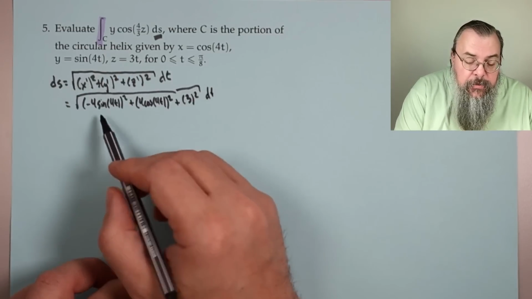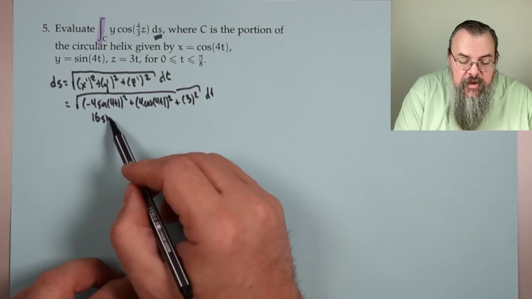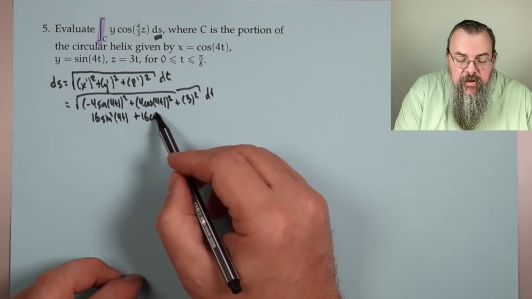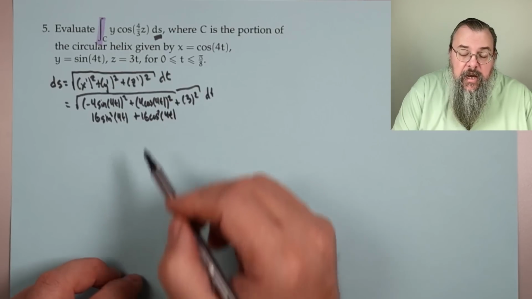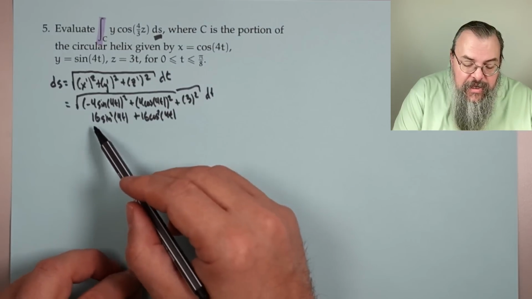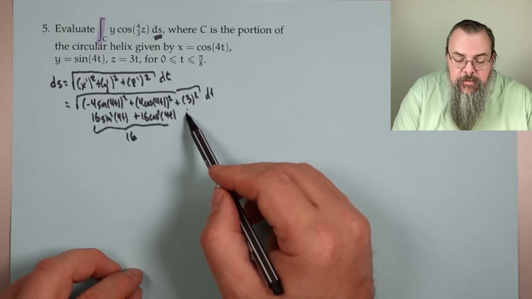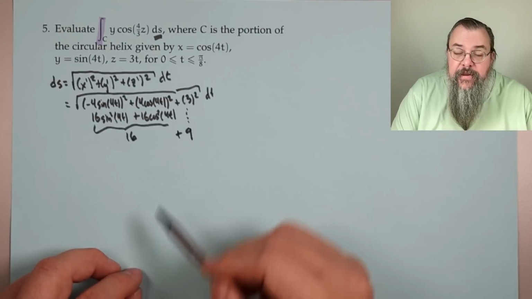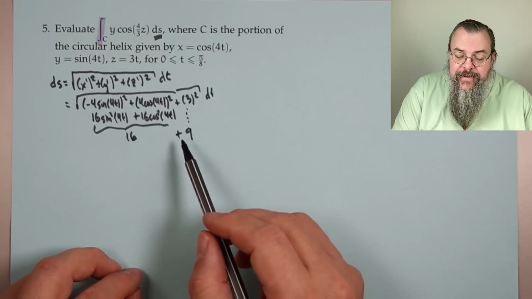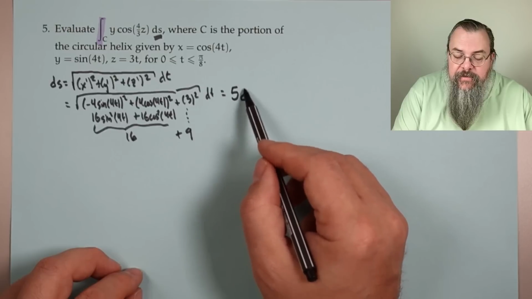All right, well, if we work on the inside a little bit, that's 16 sine squared of 4t plus 16 cosine squared of 4t, and then we're like 16 sine squared plus 16 cosine squared, they'll combine to give us 16. In the meanwhile, we have this 3 squared, which is 9. 16 plus 9 is 25. So we have really the square root of 25, which is also known as 5.